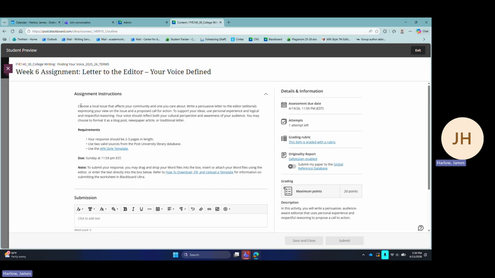So think about an issue locally to you that affects your community and one that you care about. Write a persuasive letter to the editor. So it's an editorial, expressing your view on the issue and a proposed call for action. It says to support your ideas, use personal experience and logical and respectful reasoning. Your voice should reflect both your cultural perspective and awareness of your audience.